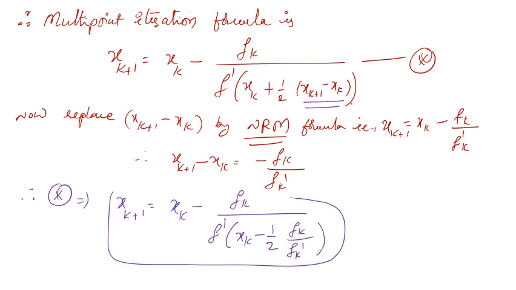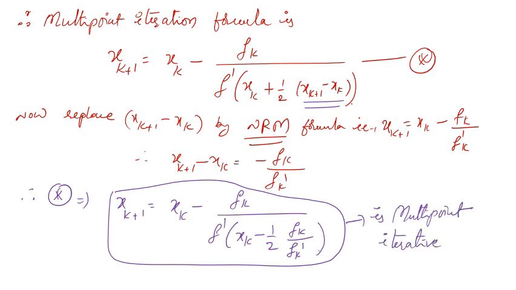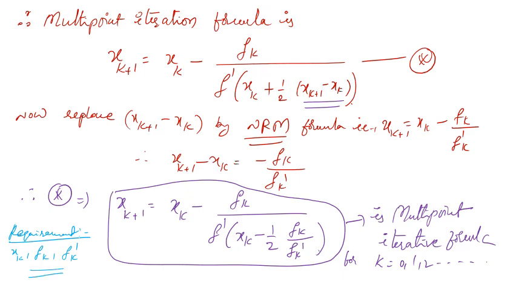This is the multi-point iterative formula, for k equal to 0, 1, 2 and so on. What are the requirements to apply this formula? xk is required, fk is required, fk dash is required. That's it. Take this as double star.